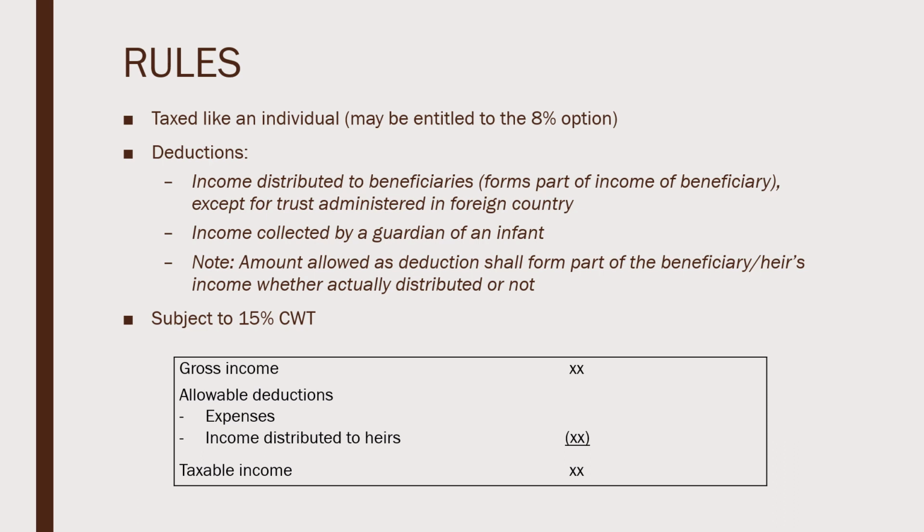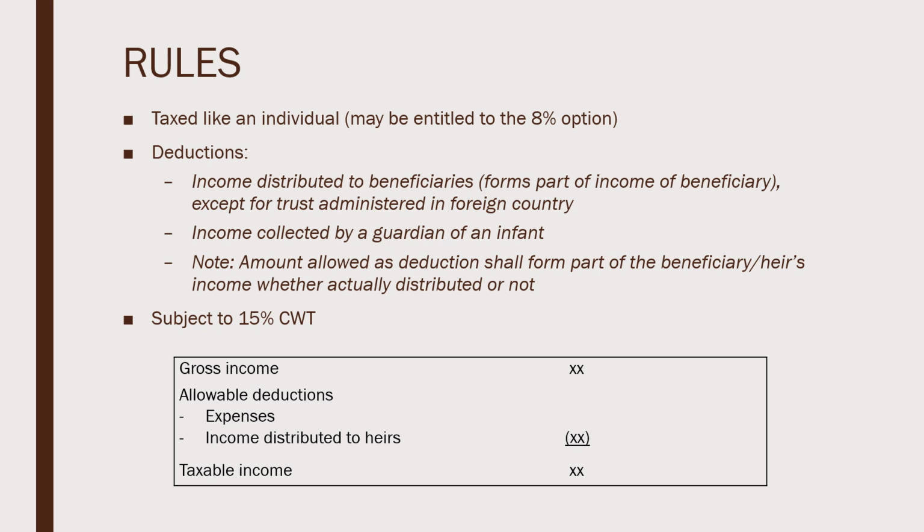So if it's already counted as a deduction on the part of the estate or trust, then it should automatically be part of the taxable income of the beneficiary or the heir. The income distribution is subject to 15% creditable withholding tax.